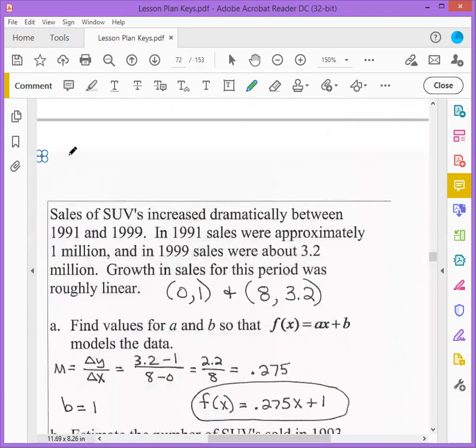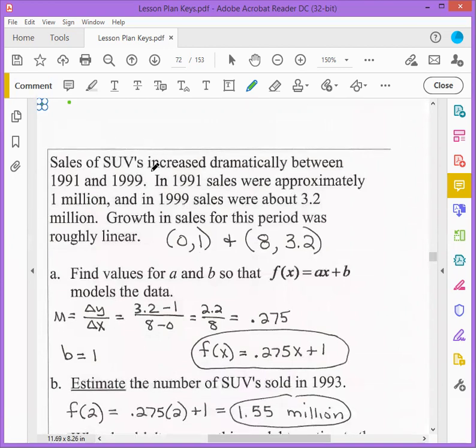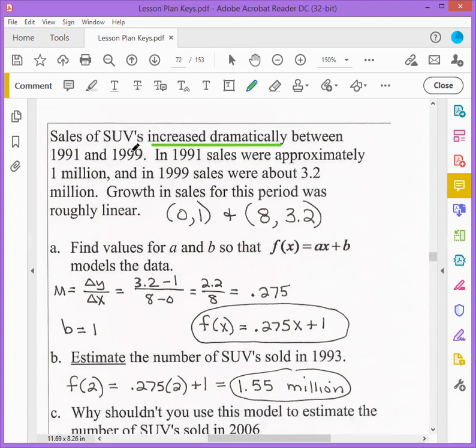All right, the next problem, we have sales of SUVs increased dramatically between 1991 and 1999. In 1991, the sales were approximately 1 million. And in 1999, the sales were about 3.2 million. The growth in sales for that period was roughly linear. And we were given values we want to find for A and B so that this function f of x equals ax plus b models the data.